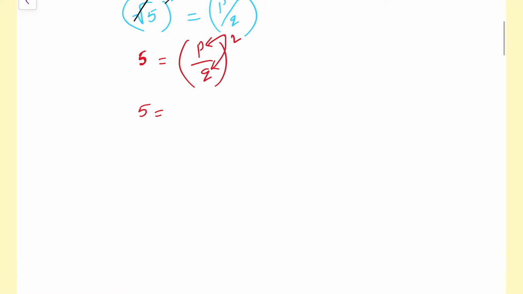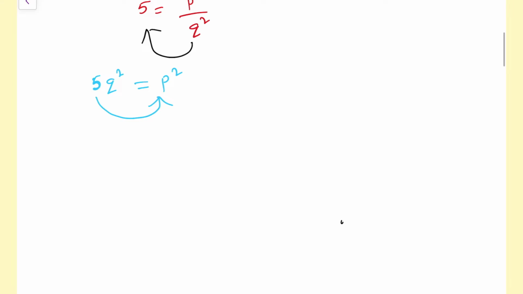So let us separate that now. So what will it become? p square divided by q square, then taking the denominator to the left side, it will become 5q square equals p square. Now take 5 to the right side, so we will get q square equals p square by 5. Here it is multiplication, if we take it to the other side it becomes division.